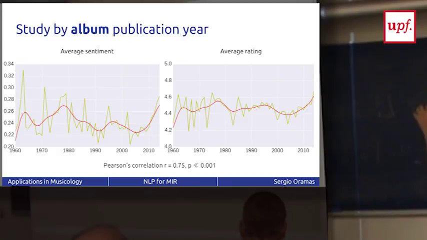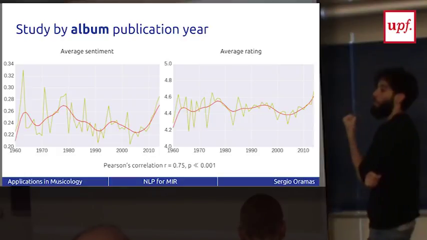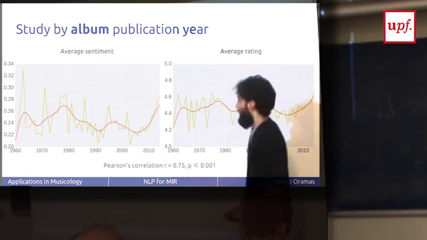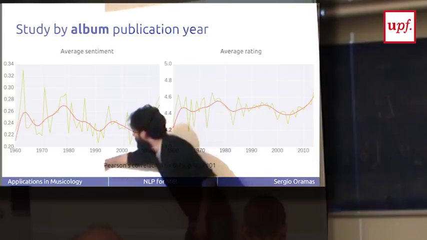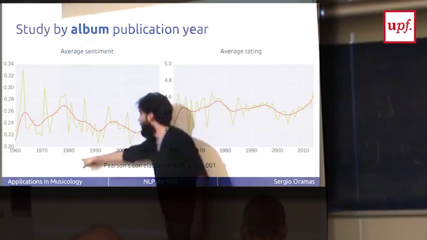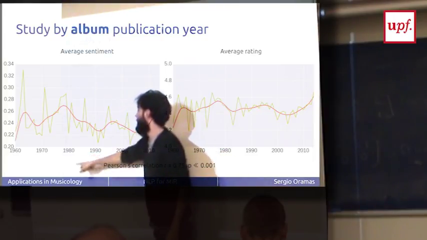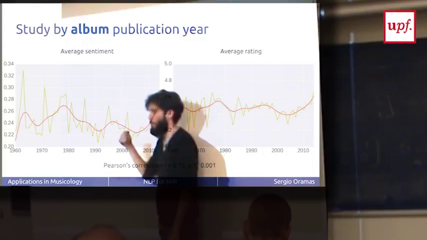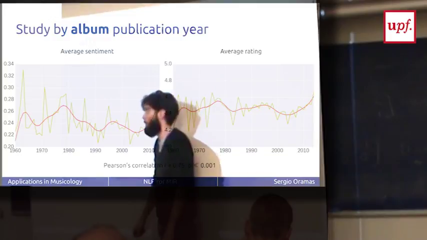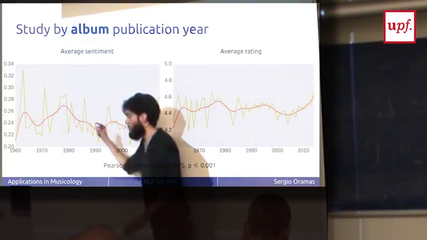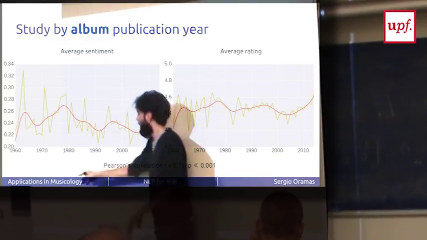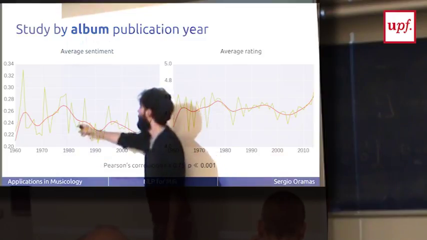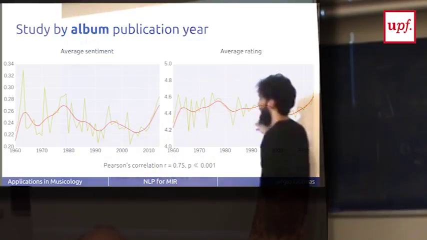So, we also did the study from the point of view of the year of publication of the album. Here, for example, we have the average sentiment of all the reviews from albums published in 1980, even if the review was published in 2014, for example. But this review was about an album that was published in 1980. So all the reviews. And here the rating.